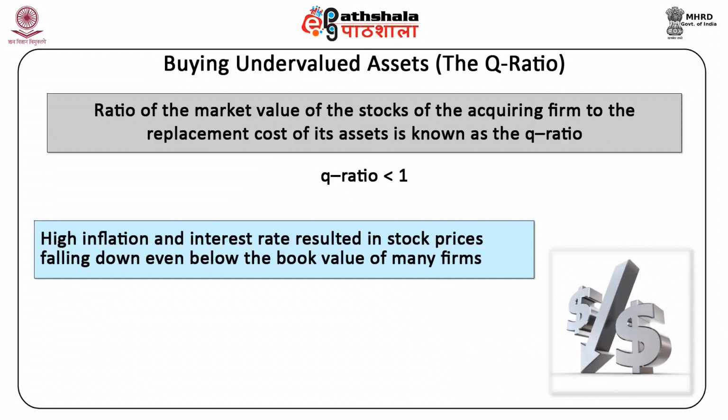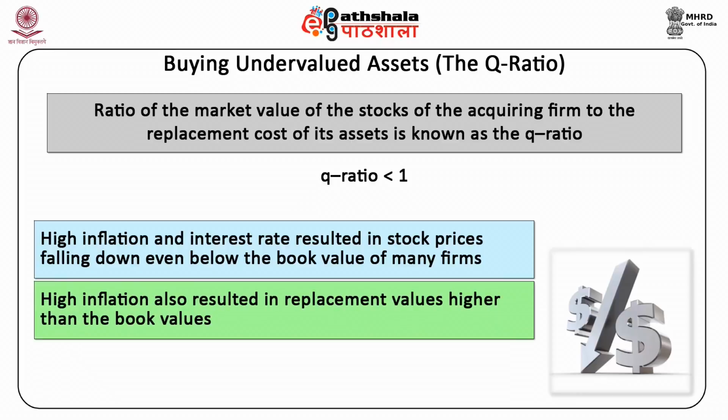High inflation and interest rates resulted in stock prices falling even below the book value of many firms. Book value is the asset value mentioned in the balance sheet and represents the cost at the time of acquiring it and not the current value. High inflation also resulted in replacement values higher than the book values.